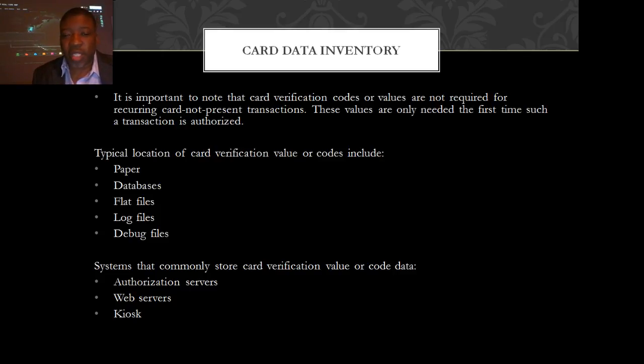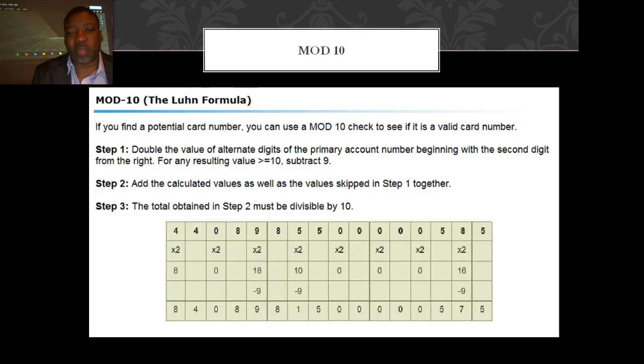Locations where it's located, same locations. I did add paper here because a lot of times people will write down the CVV code. So that's the only difference as it relates to locations. And systems: web servers and kiosks. A lot of times people are purchasing things with a kiosk, and sometimes that CVV code may be stored there, even though it's not supposed to be. But as an assessor, you're supposed to find where it could be stored, and that's a place: web servers, kiosks, and authorization servers.